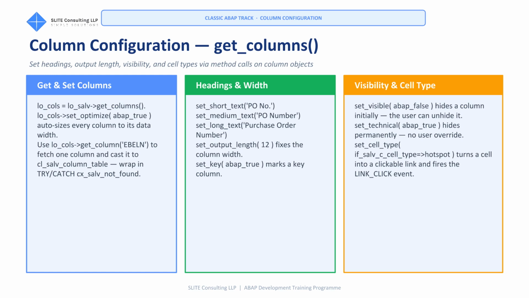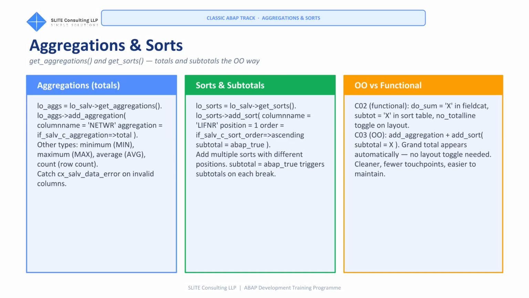To add a column total, call get_aggregations, then add_aggregation with the column name and aggregation type. The constants are in the interface if_salv_c_aggregation: total for a sum, minimum, maximum, average, and count. Wrap in try/catch for CX_SALV_DATA_ERROR. This fires if the column type is incompatible with the aggregation.